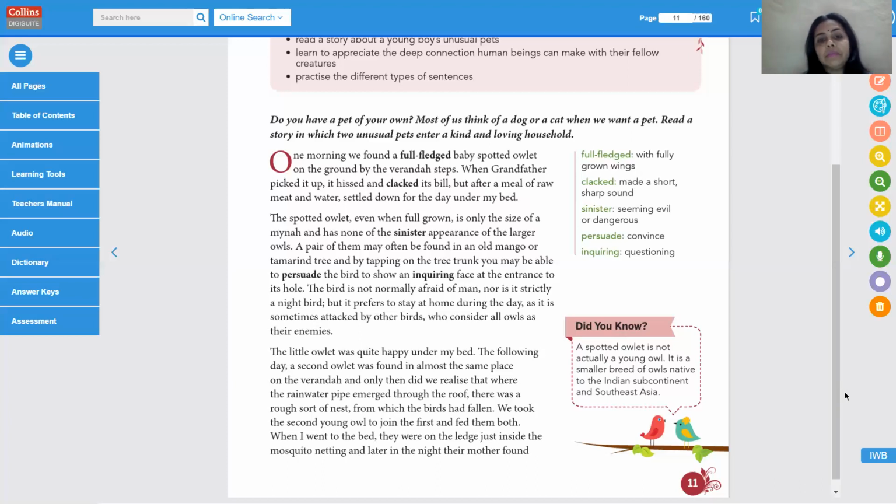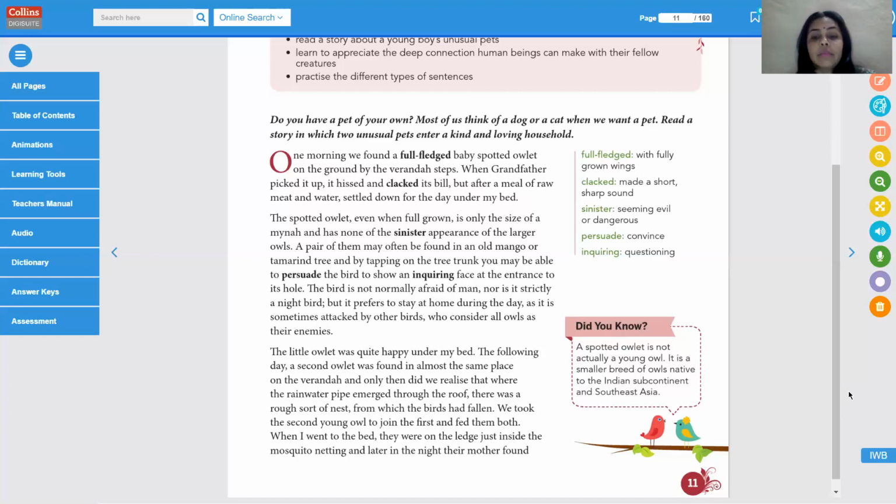And what happened? When and where did it spot these owlets? Near the veranda steps. When the grandfather picked it up, it hissed and clanked its bill. But after a meal of raw meat and water, naturally grandfather might have given them food. And after that, when they received food, it was settled.